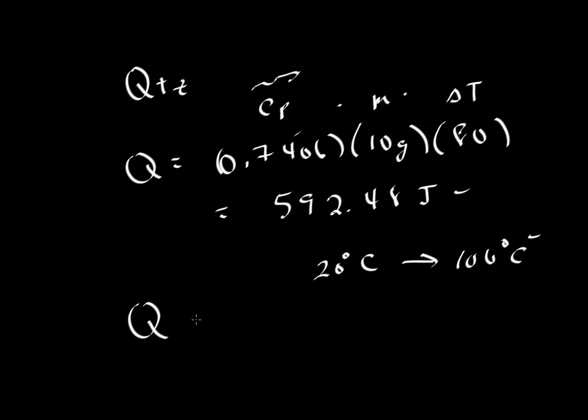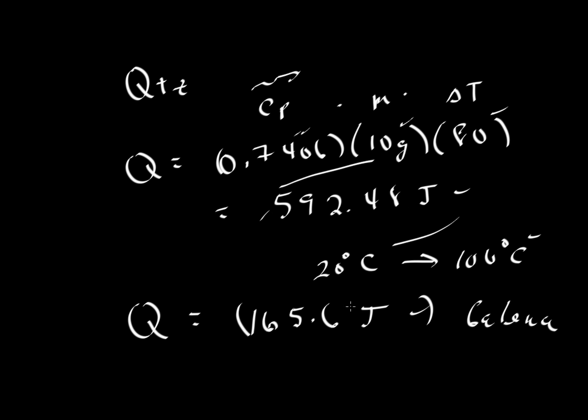If we play the same game for galena, we would get a value of 165.6 joules. That would be the total amount of energy. This would be the same amount, the same temperature interval, but we'd have a smaller heat capacity, and so because we have a smaller heat capacity, there's a smaller amount of heat needed, much smaller. We only have to add 165 joules to galena. So this is the galena example, compared to nearly 600 joules that we would have to add to quartz.